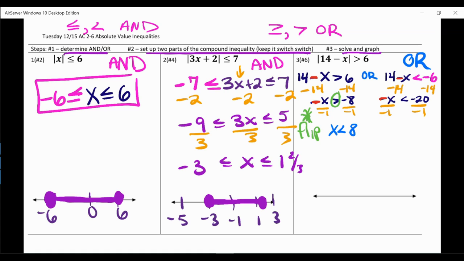And again, the steps are the same. We divided both sides of the inequality by a negative number, so we also have to flip this inequality symbol. It was less than, it's now going to be greater than. So x is greater than positive 20.